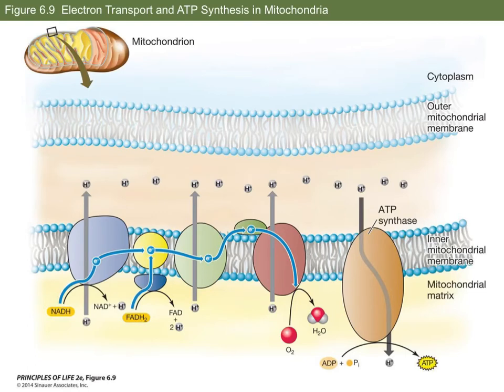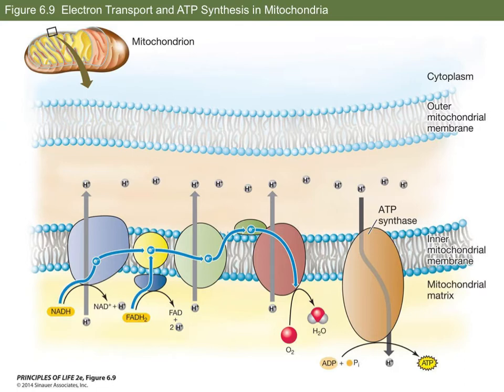So we have a cross-section of the mitochondria with the cytoplasm out here. This is the matrix of our mitochondria, and then it's separated by this inner mitochondrial membrane, which, remember, would have been the original prokaryotic membrane of the prokaryote that the mitochondria once was.